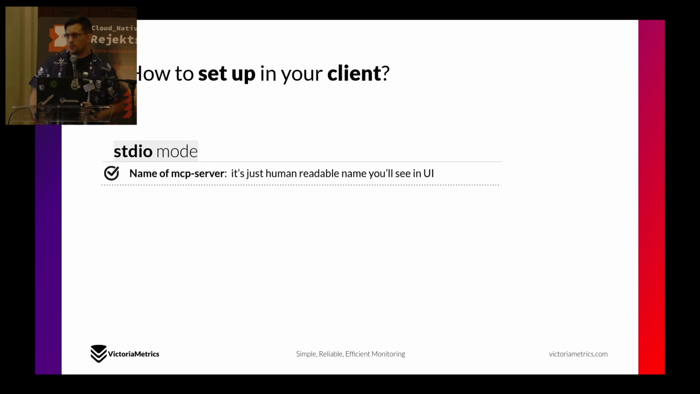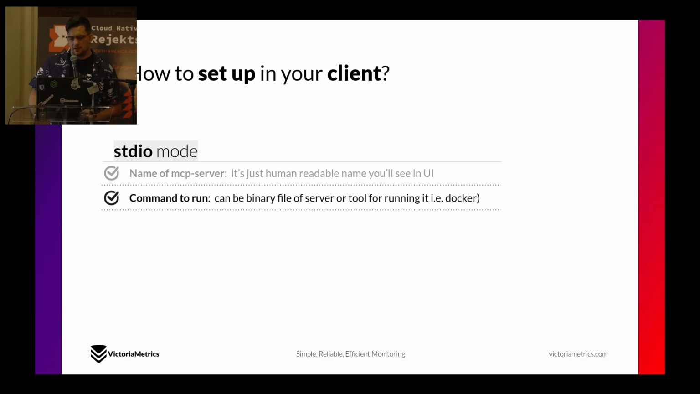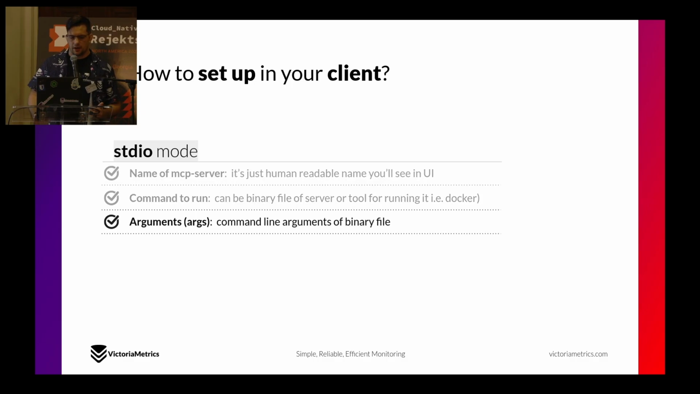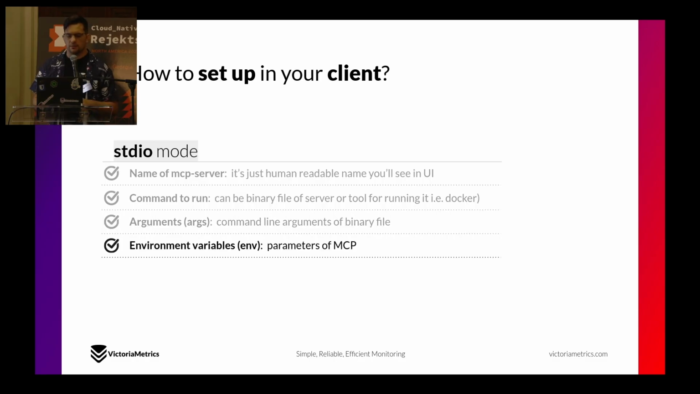So the easiest way to get this set up in your client is going to be standard I/O, and what you will need to do is specify a name for the MCP server, the command you want to run, so like docker run or the path to the binary, any arguments you need to apply for configuration, and then environments for things like secrets, or if you're using a self-hosted tool, you'll need to specify the URL.